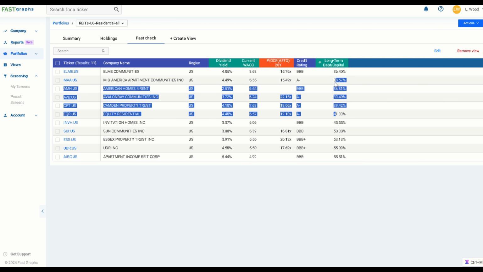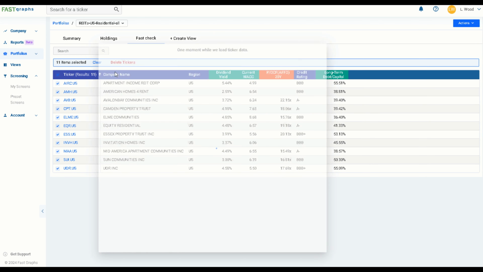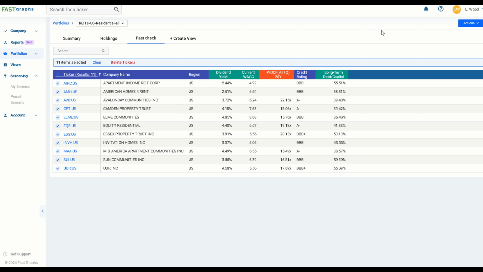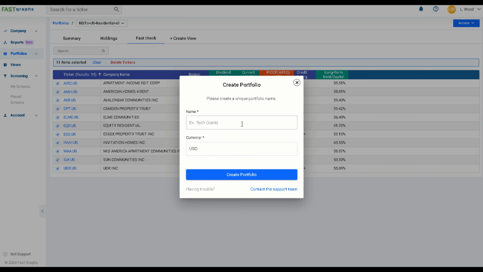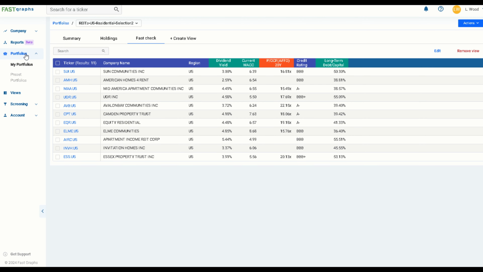I think these here are probably going to be the better options, or the safer options, in terms of the long-term debt to capital. And as you can see here, the credit ratings for A minus are all in the 30 to 40% long-term debt to capital ratio, which is also very interesting. Now, what we can do here is select these items and create a new portfolio, and I'm just going to call it selection. So I can create a portfolio, I can edit the portfolio, and then I can simply zip into the portfolios.